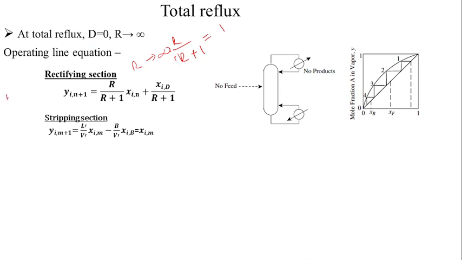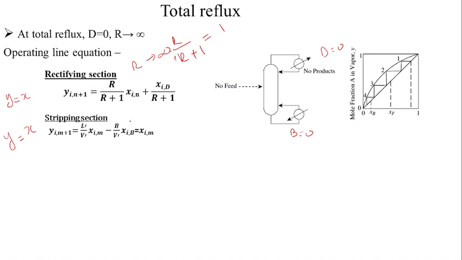At total reflux y equal to x, and for stripping section, at total reflux B equal to 0, as no bottom product is drawn, as we can see from here, B equal to 0 and T equal to 0. And here also the stripping section line equation will be y equal to x.